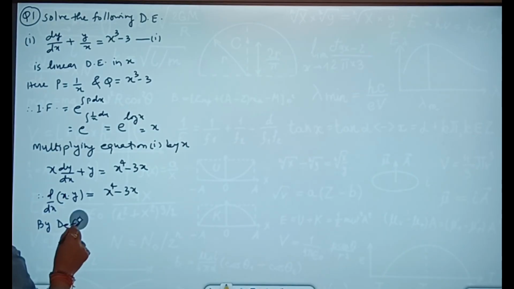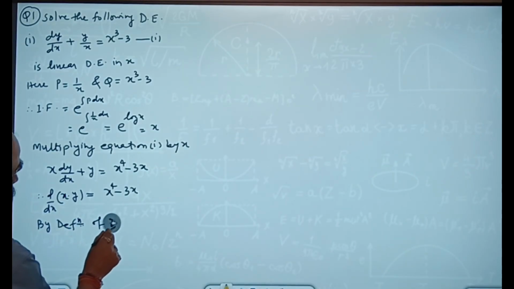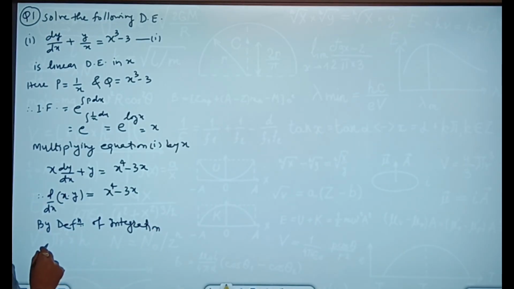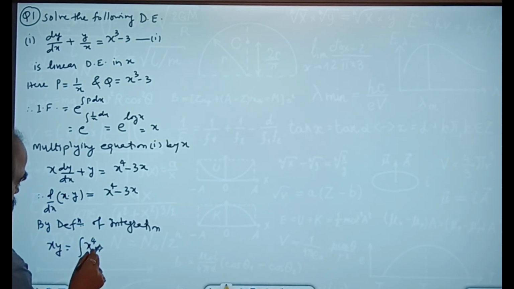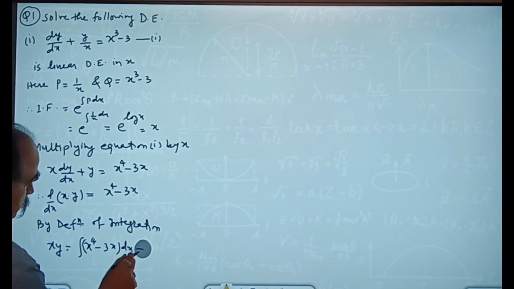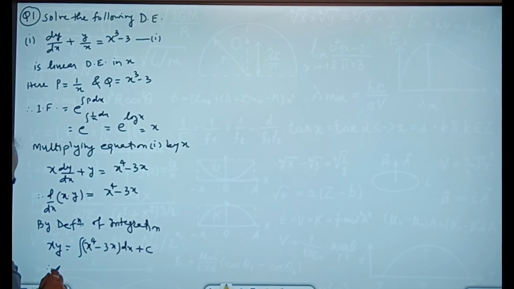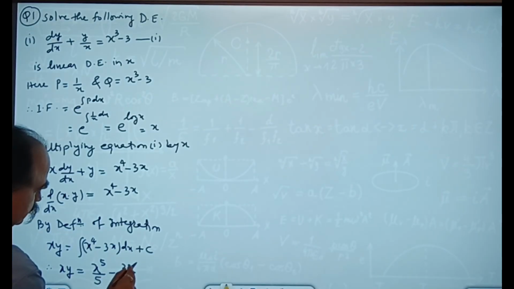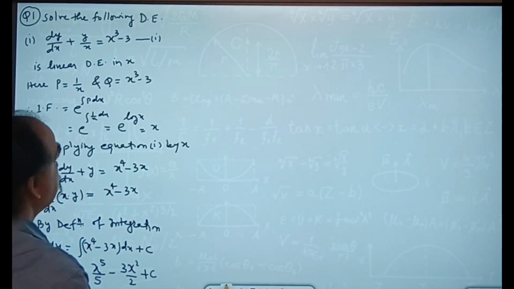By definition of integration, xy is integral of x raised to 4 minus 3x dx plus c. That is x raised to 5 upon 5 minus 3x square by 2 plus c, which is the required general solution.